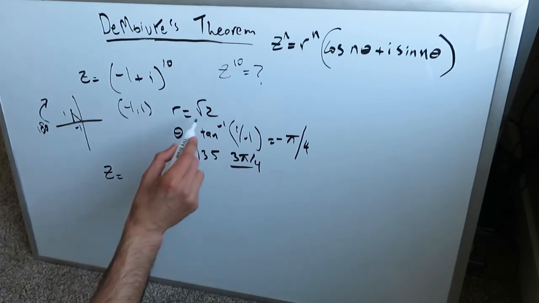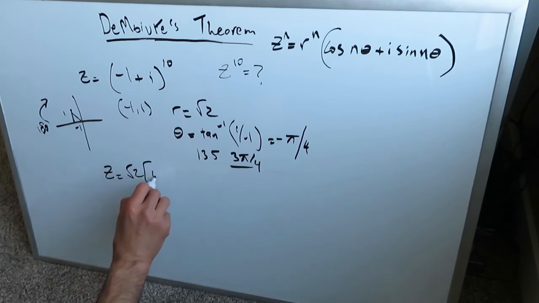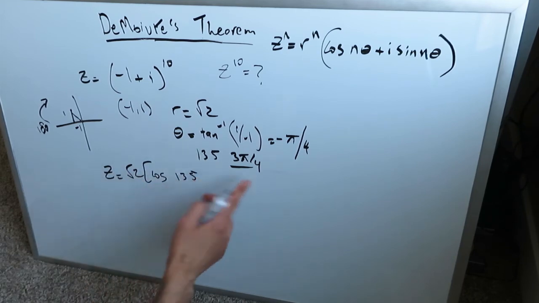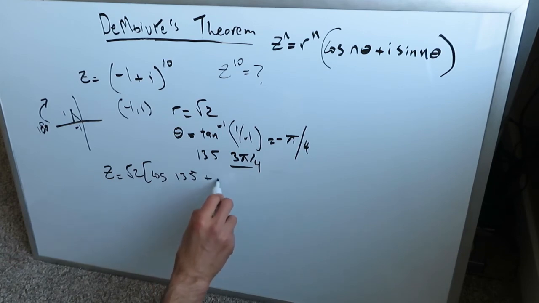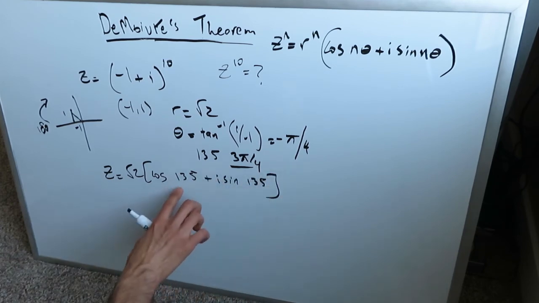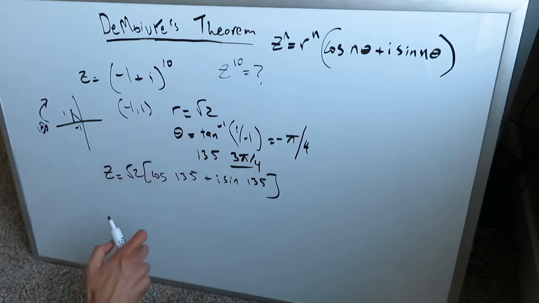Your polar form is this. Z is equal to R, which is root 2, times cosine 135. You could have written cosine 3 pi over 4 plus i sine 135. Nothing wrong with using angles or nothing wrong with using radians.